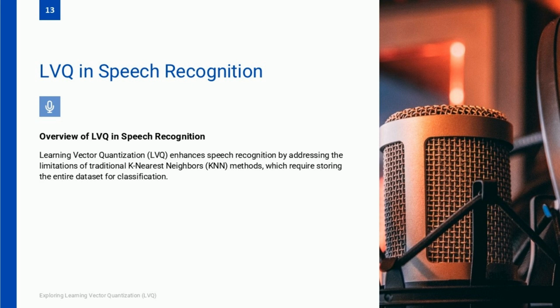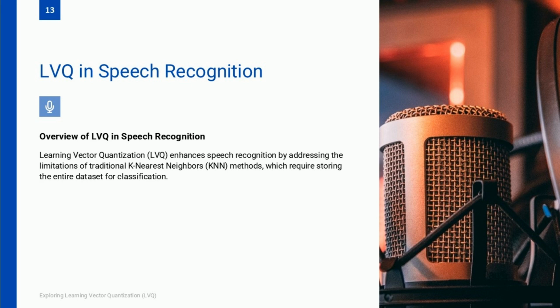Traditional speech recognition models like KNN rely on storing huge amounts of speech data and comparing new sounds to everything they've memorized. But there's a problem. Spoken language is messy. People have different accents, speaking speeds, background noise, and even emotional tones. If a model just memorizes words without learning the underlying patterns, it's going to struggle.